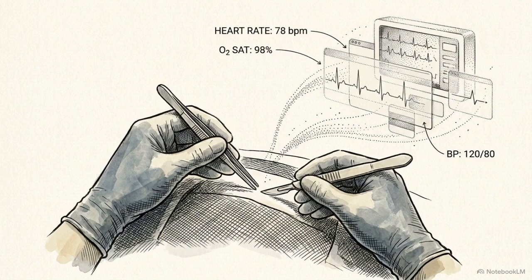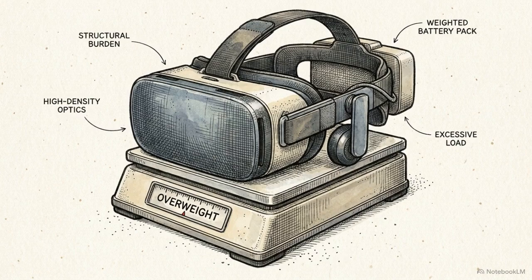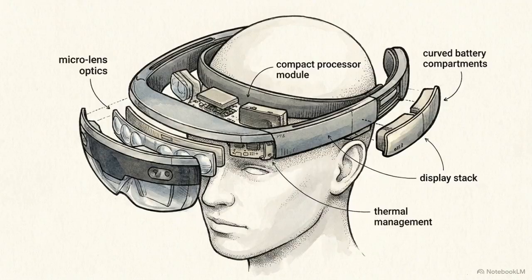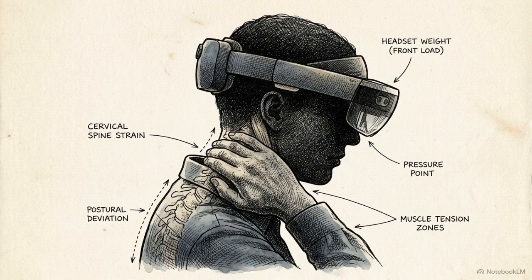This is a strict requirement for high-stakes applications like industrial maintenance or surgical visualization, where the user needs both hands available to work. But head-mounted displays face severe physical limitations. Hardware engineers are forced to pack multiple processors, high-capacity batteries, and complex optics onto a user's face, while keeping the weight low enough to prevent neck strain and visual fatigue.